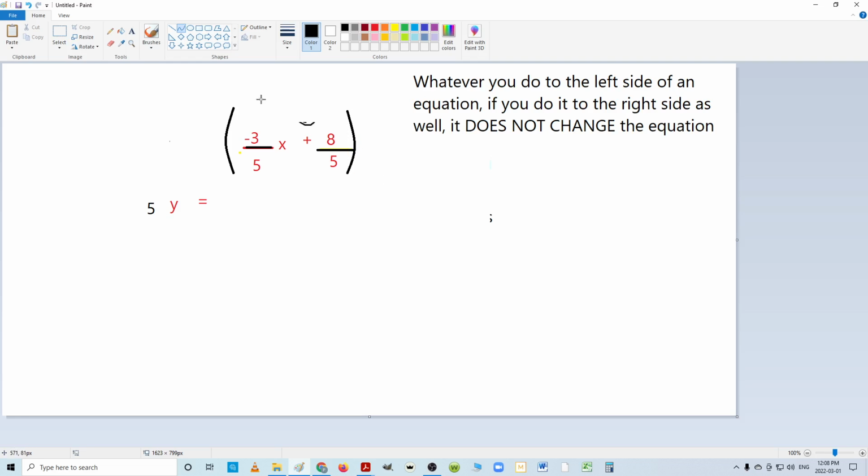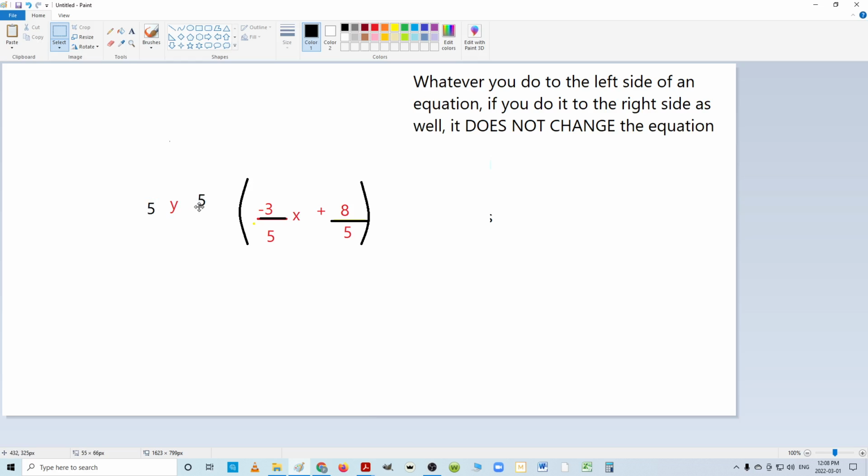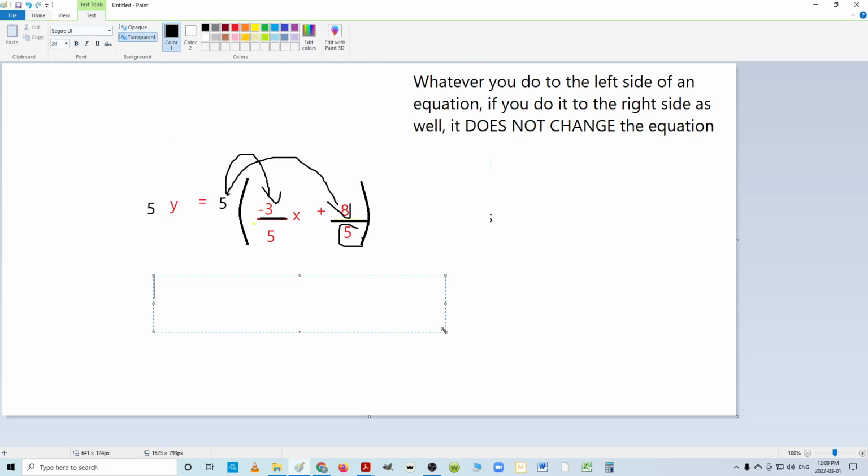Or if you want to think of it, you're going to be multiplying each term on the left side that's separated by a plus or minus by 5. But I prefer this way because it keeps it straight in your head what's going on. Now you have to learn expansion, which means the 5 has to multiply this term, which is minus 3 over 5, and multiply this term. Well, it's clear all that's going to happen is the 5's are going to cancel with this first term, and the 5's are going to cancel with this second term. So I'm left with 5y is equal to minus 3x plus 8.